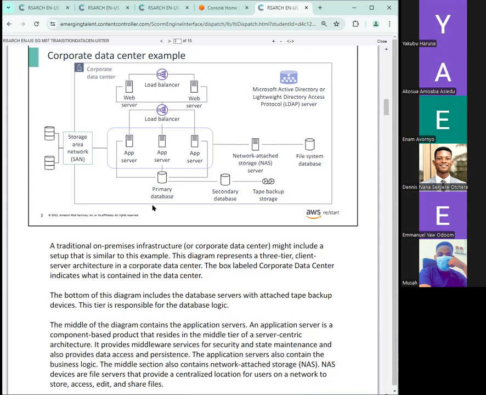Yeah. But the file system database. Oh, okay. The file system database. The one between the network attached storage and the app server. Yes, yes. I want to know what the functionality is. Okay.